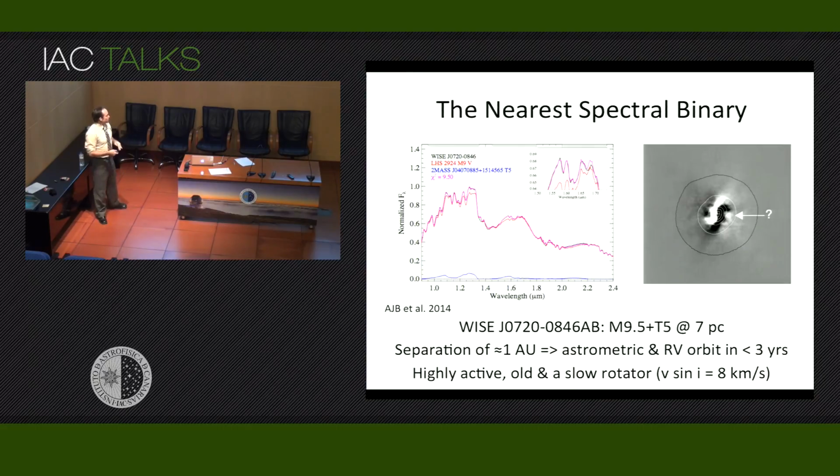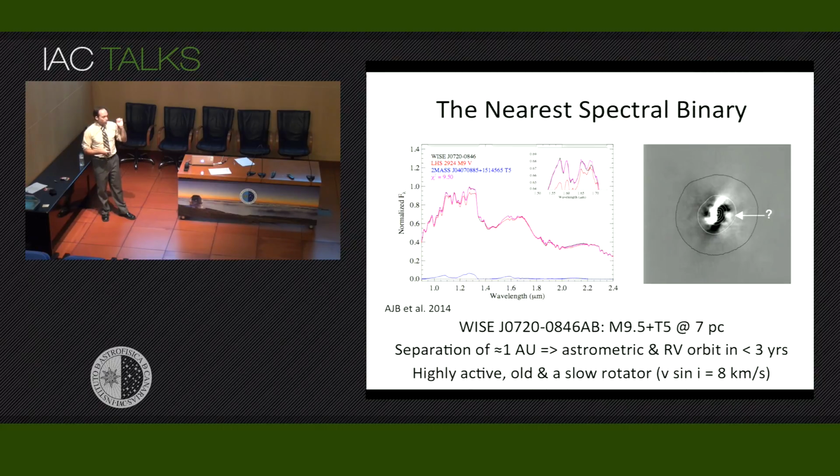But the fact that it's that close and we can resolve it means the separation is about 1 AU, which means the orbit is something like 3 years. And so we are now following this up with radial velocity variations and imaging so that we can get a 3D orbit for the system and actually get very precise masses out of this very nearby system.